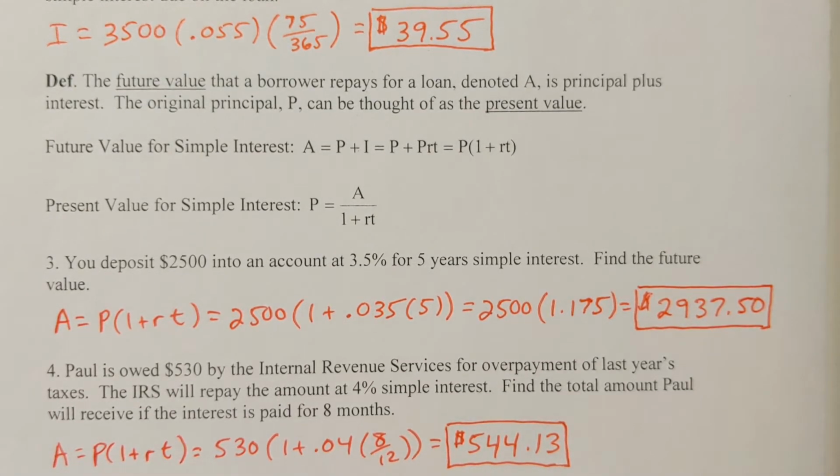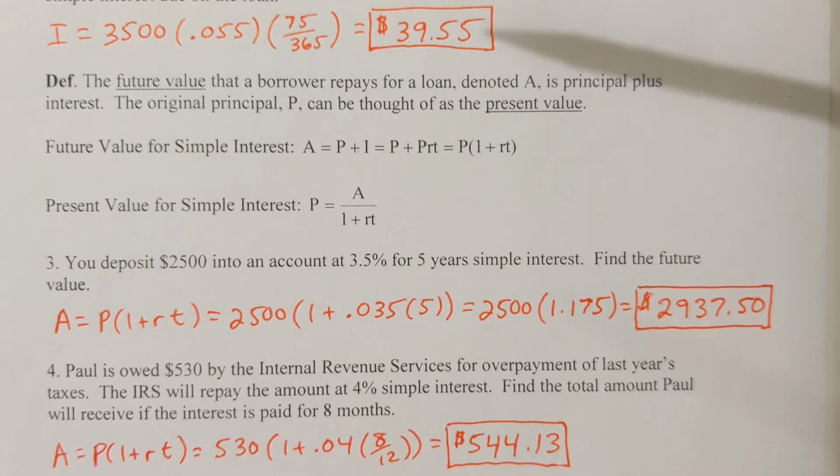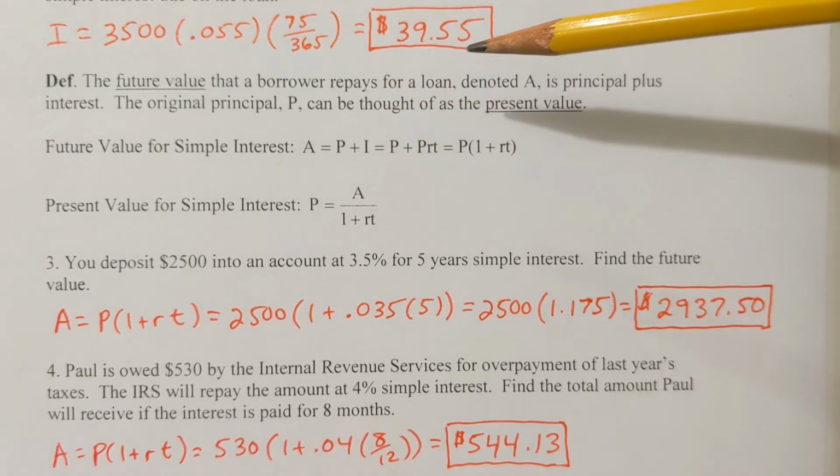Definition: the future value that a borrower repays for a loan, which is denoted by a capital A, is the principal plus the interest. The original principal, capital P, can be thought of as the present value, so sometimes we call it the present value. The future value for the simple interest formula is where you take the simple interest plus the principal.